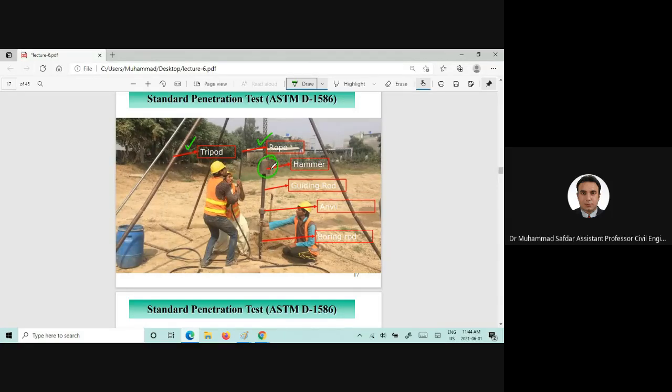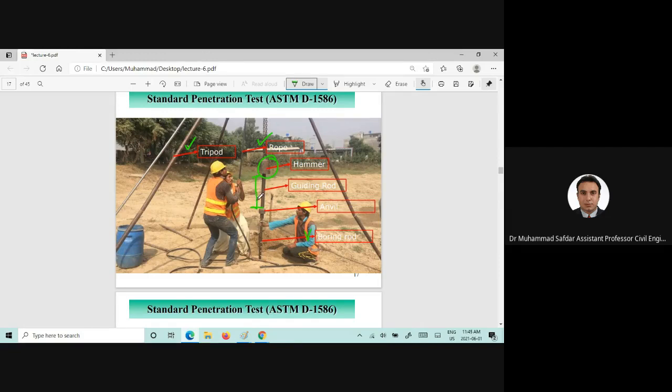hammers of 63.5 kilograms. I guess this is the weight of the hammer. A guiding rod just to guide the penetration of the rods, or the boring rod which is bored into the soil. Anvil is also placed, and the height, I guess it is around about 30 inches somewhere.